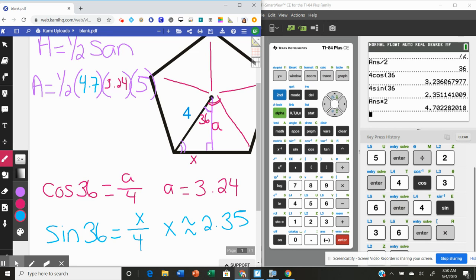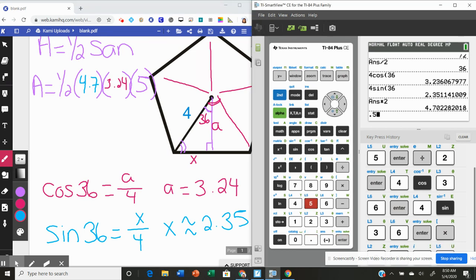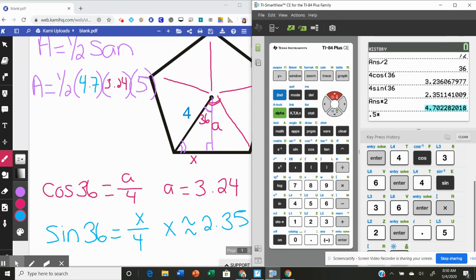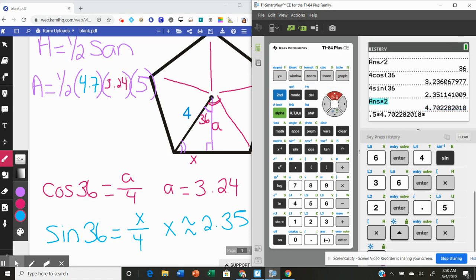All right, so let's find the actual area of the polygon right now. So I'm going to use each of my values from up above. So I have to do 0.5, 1/2, multiply that by my prior answer that represented my side length, multiply that by my answer, let's see, almost there, that one. That represented the length of my apothem. And then I have to finally multiply that by 5 because that's my number of sides.